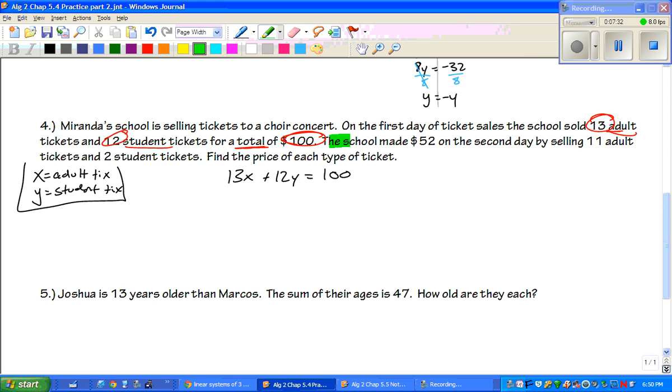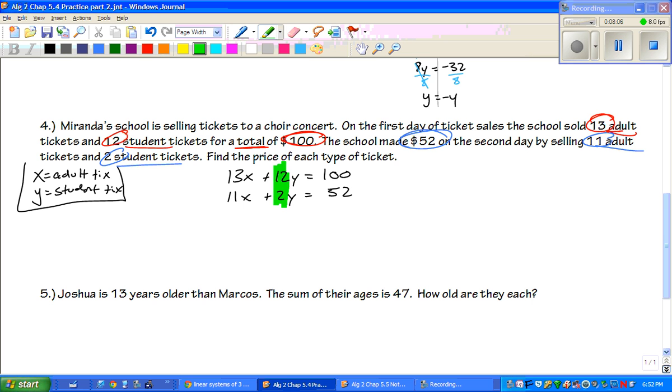All right, let's look at our second sentence. Now, they kind of switch some things around. They've got the total in first, and then it talks about the different prices. So total is 52, 11 adult, and 2 students. So 11 adults plus 2 students equals 52. Okay?